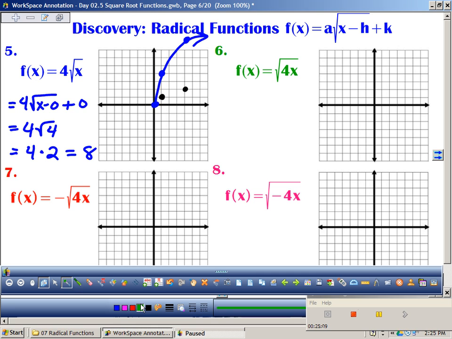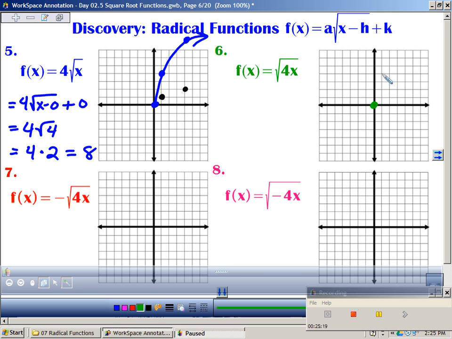Let's try another one. This one, I'm not shifting horizontally or vertically, so I'm starting here. This one I don't go over 1 up 1, that's my parent graph, and I don't go over 1 up 4, I only go over 1 up 2. But why?